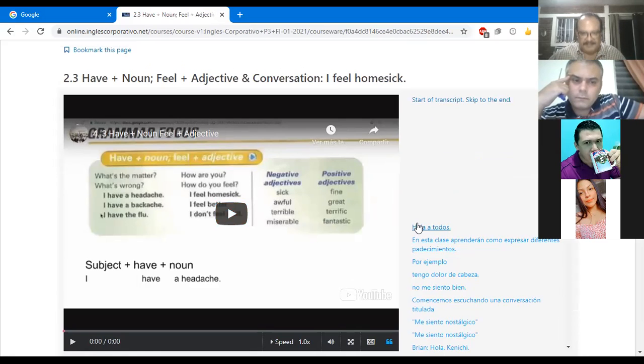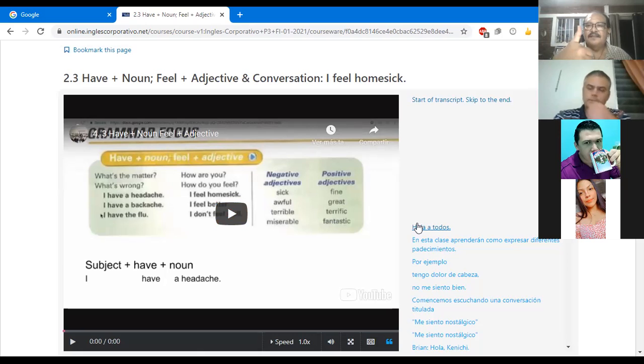Then we have the head, the nose, the mouth, the ear, the chin, the throat. Then we have here the shoulder. Then we have the back, the neck. Then we have the wrist, where we use the watch. Then we have the fingers, the thumb. Then we have the arm completely, the elbow, only this part. Then we have the chest. Then below we have the stomach, the legs, or the leg, the knee, the ankle, foot, feet, toes.